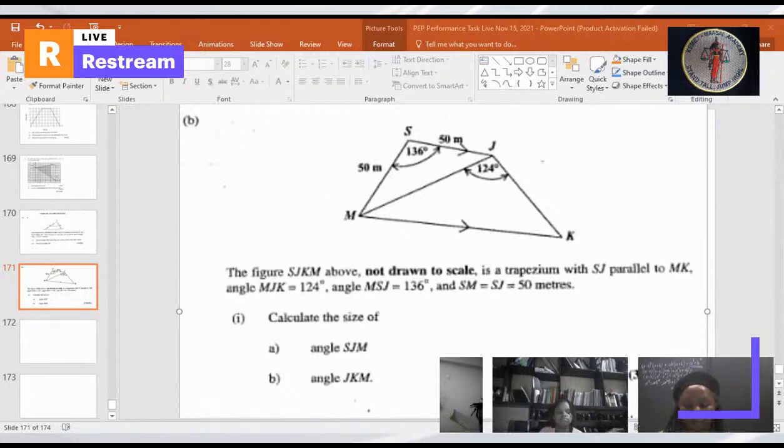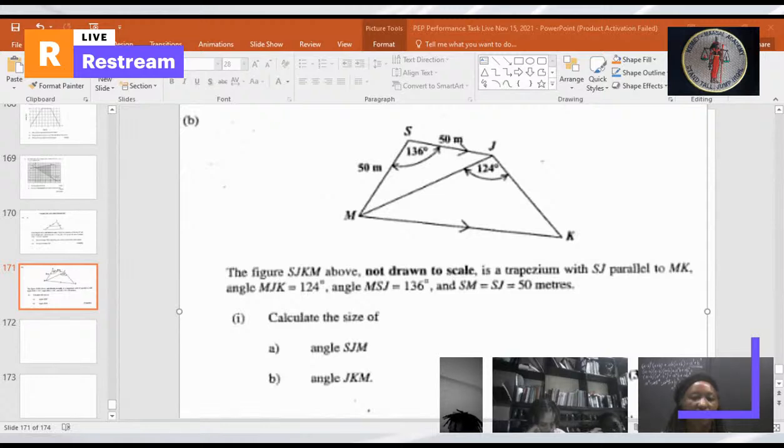Okay, John. B. The figure SJKM above, not drawn to scale, is a trapezium with SJ parallel to MK. Angle MJK equals 124 degrees. Angle MSJ equals 136 degrees. And SM equals SJ equals 50 meters. Calculate the size of angle A, angle SJM, B, angle JKM.